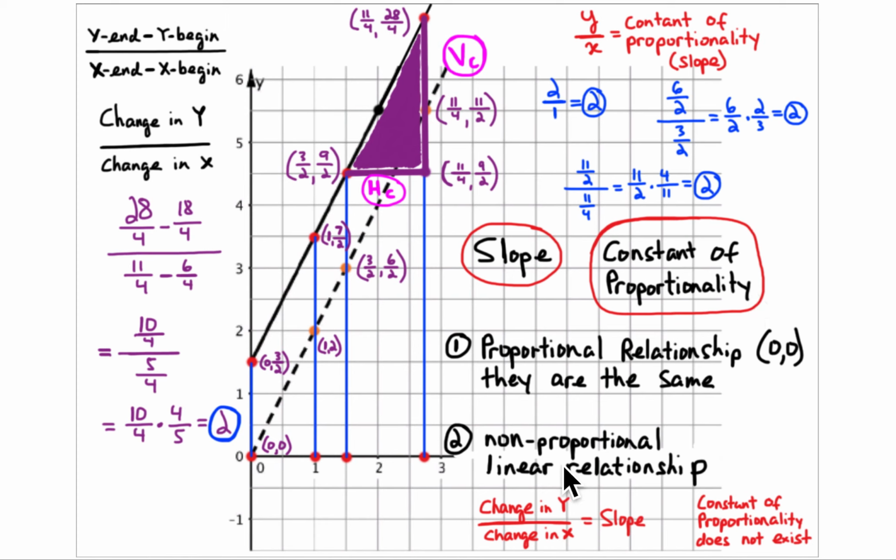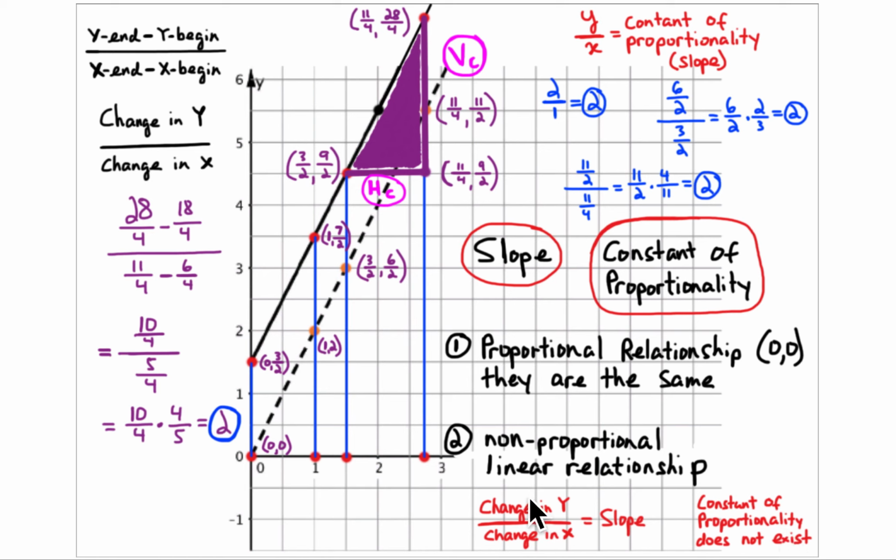That is not true if the relationship is not proportional. Linear relationship, but it's not proportional. In that case, you have to look at the change in y compared to the change in x. That's going to give you the slope. The constant of proportionality does not exist in this case because it is not a proportional relationship.